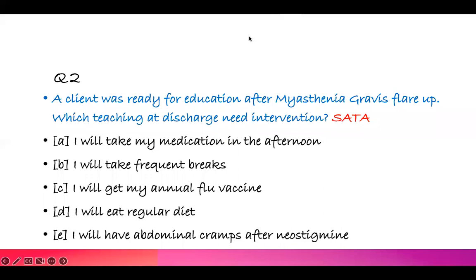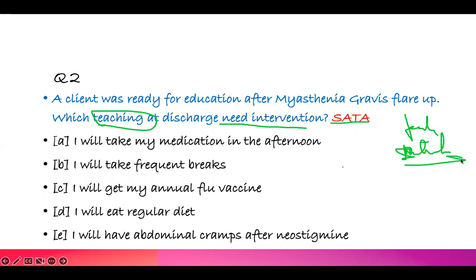Another question. A client, so to start a question, you read the last one. Which teaching at discharge needs intervention? So I'm worried about teaching. Okay, so you need intervention. Somebody says something that is not appropriate. A client was ready for education after a Myasthenia Gravis flare-up. So he has a Myasthenia Gravis flare-up. What would he say that needs intervention?